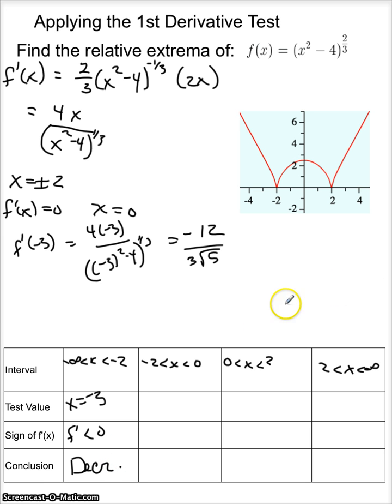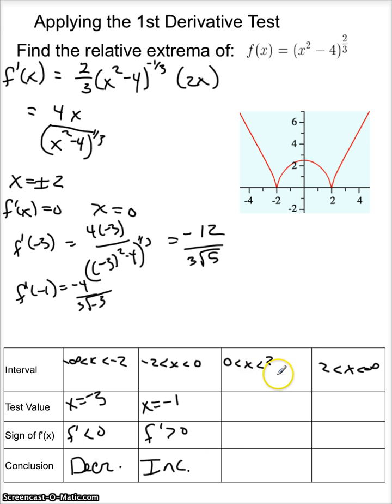All right, between negative 2 and 0, let's pick an easy one. Let's pick x equals negative 1. If I do that, f prime at negative 1 is going to be negative 4 divided by the cubed root of negative 3. I don't have to find the answer, but I know that that's going to be positive. And so it's increasing.